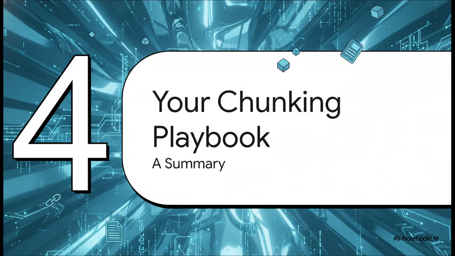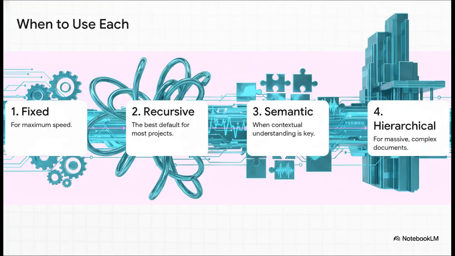Okay, let's wrap this all up. We're going to boil it all down into a simple, actionable playbook for you. It really is this simple. Number 1, use fixed size when you need maximum speed and you don't care as much about precision. Number 2, use recursive as your default for pretty much most projects. Number 3, bring in semantic when you absolutely need to understand the context and topic shifts. And finally, number 4, use hierarchical for those giant complex documents that need both the details and the big picture.